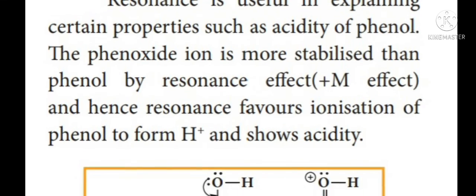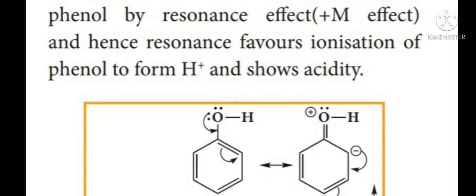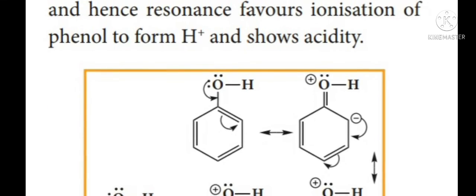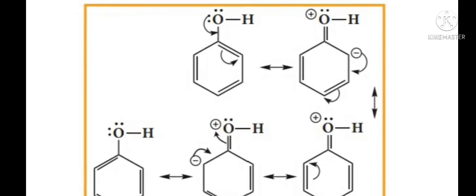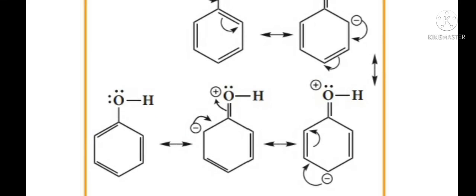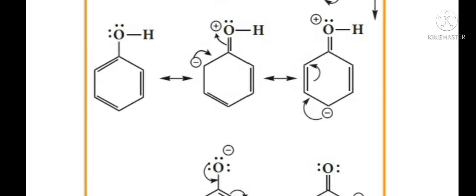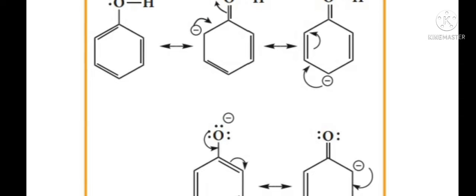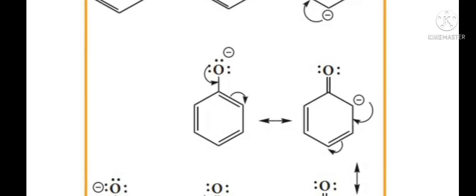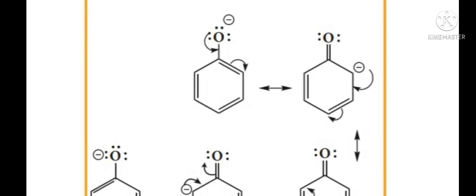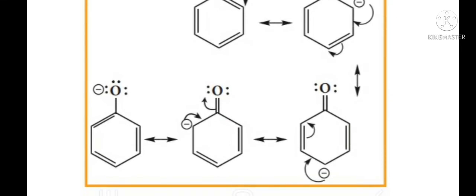Hence, properties such as acidity of phenol are explained by the resonance phenomenon. The phenoxide ion is more stabilized than phenol by plus M effect, and hence resonance favors ionization of phenol to form H plus and shows acidity. It is shown here. Hence, we completed the topic resonance or mesomeric effect.